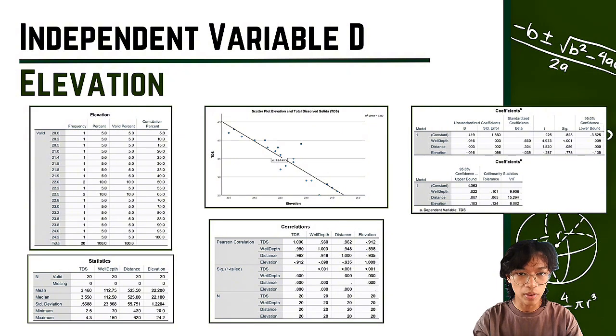So in conclusion, for my part, the elevation shows a very strong negative relationship with TDS when analyzed individually, but its influence becomes less important in the multiple regression model due to the stronger effects of other variables such as well depth and distance. That is all from me.